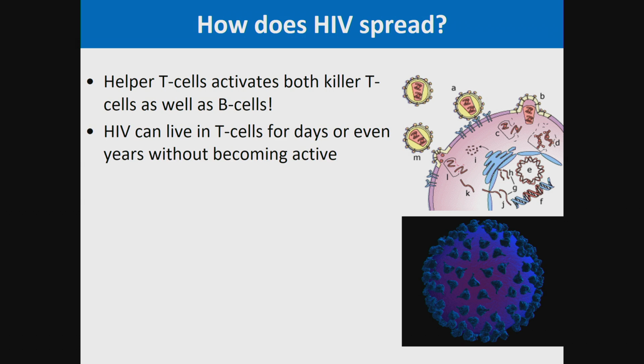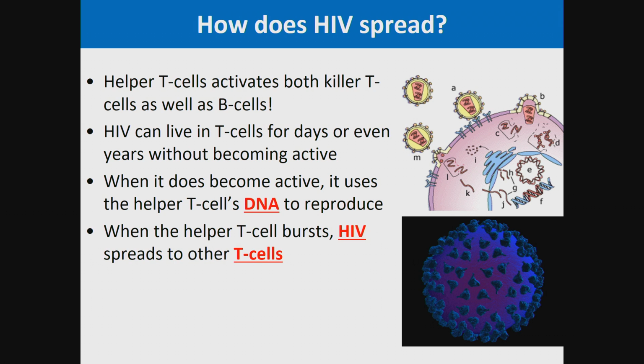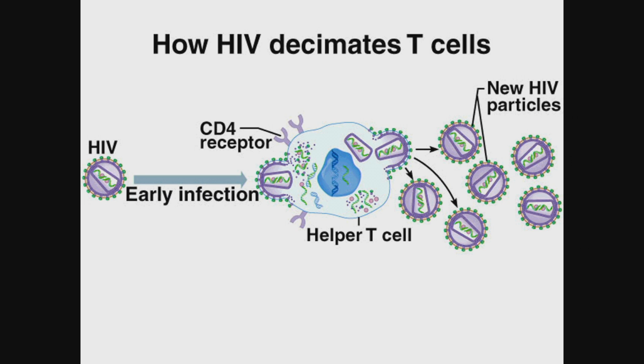HIV can live in T cells for days or even years without becoming active. When it does become active, it uses the helper T cell's DNA to reproduce. When the helper T cell bursts, HIV spreads to other T cells. So here we have HIV entering a helper T cell. It uses the helper T cell's DNA to make many more copies of itself, and then these copies are released into plasma, which then can invade other helper T cells.